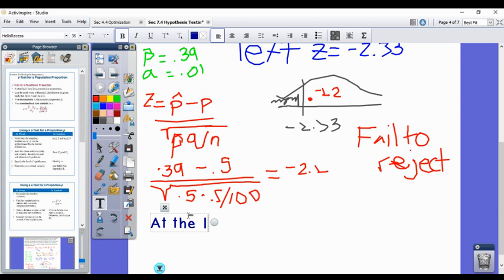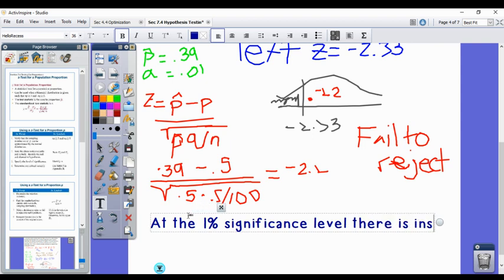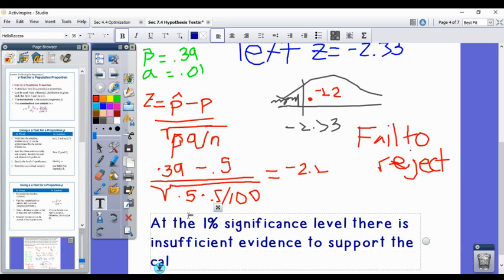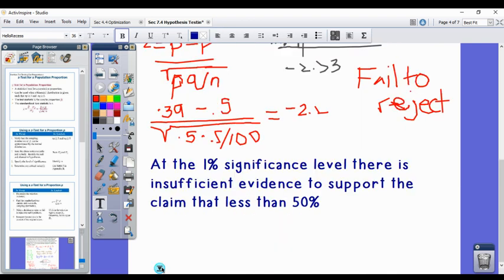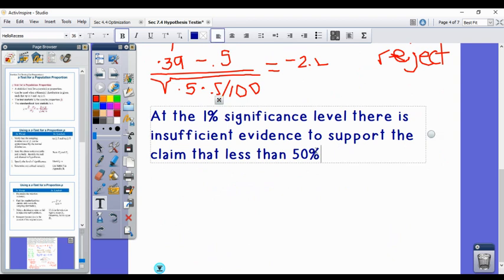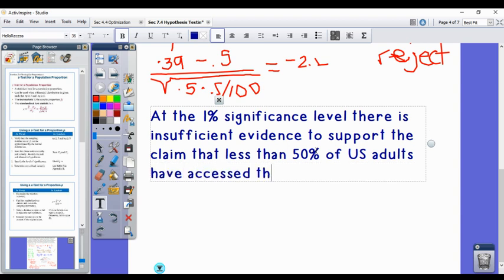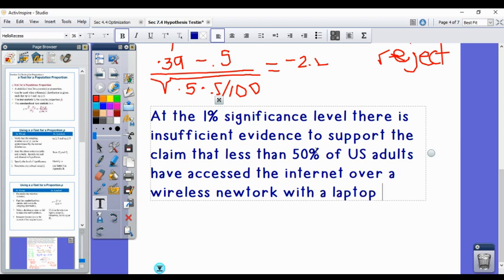All right, at the 1% significance level, there is insufficient evidence to support the claim that less than 50% of US adults have accessed the internet over a wireless network with a laptop computer.